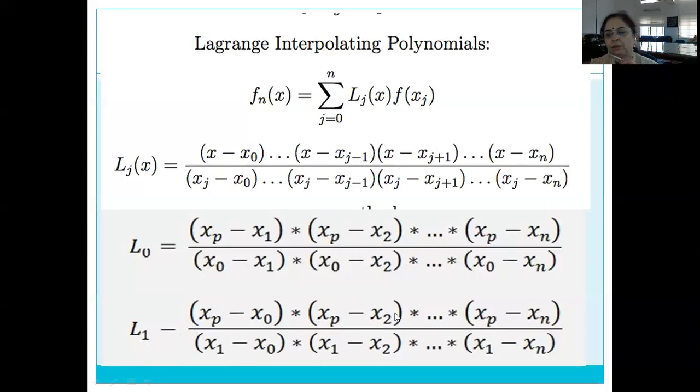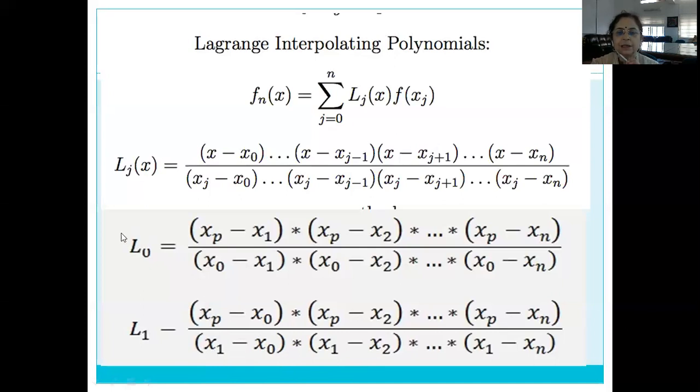So x1 in the numerator is not taken. Now you can see in the denominator, we are taking x1 minus x0, x1 minus x2. We can also remember that in case we write xp minus x1 here by mistake, in the denominator it becomes x1 minus x1, and so it becomes 0. Division by 0 is never permitted, and so that is a point when we can realize that we have made a mistake.